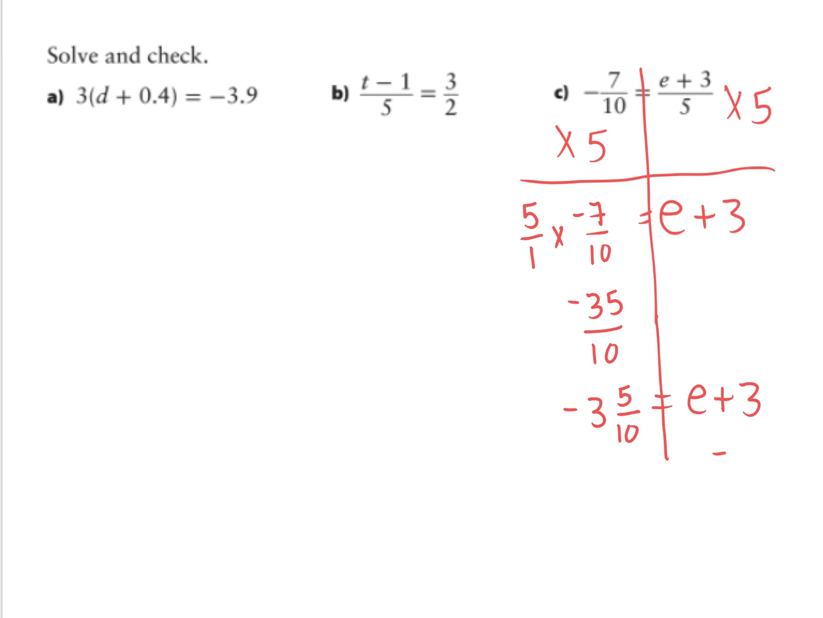So all we have to do now is subtract 3 from both sides, and we get e, okay, and then negative 3 and 5/10 minus 3. This is like negative 3 and a half. So negative 3 and a half minus 3 is negative 6 and a half. And there we go. That's our next one.